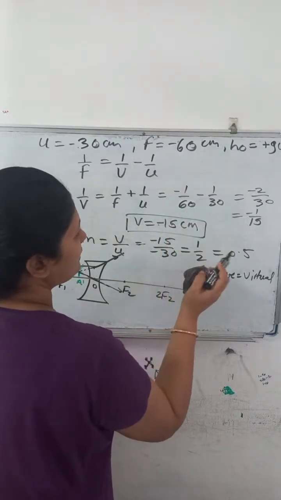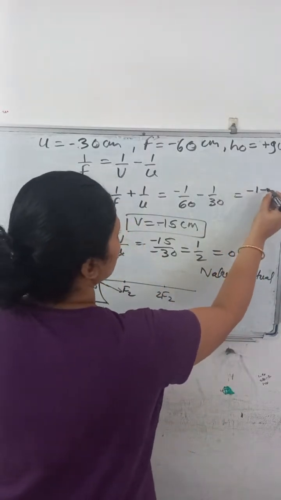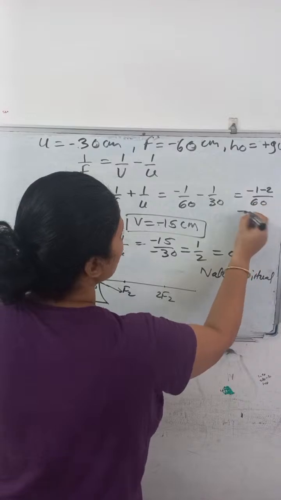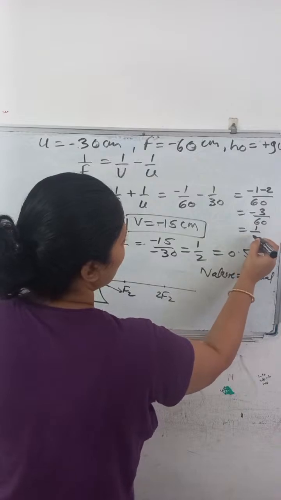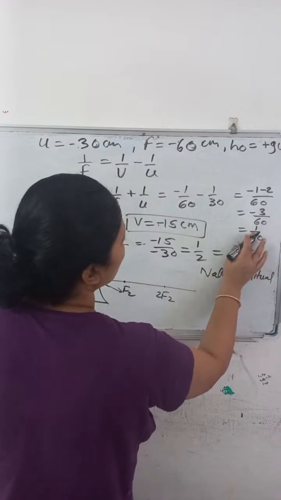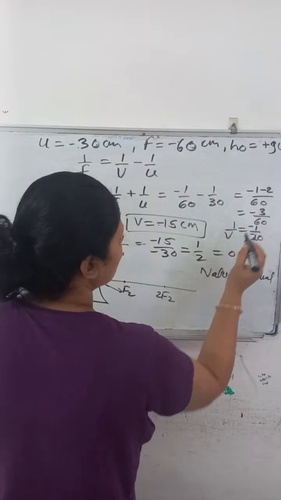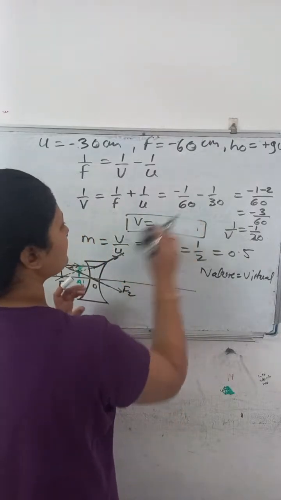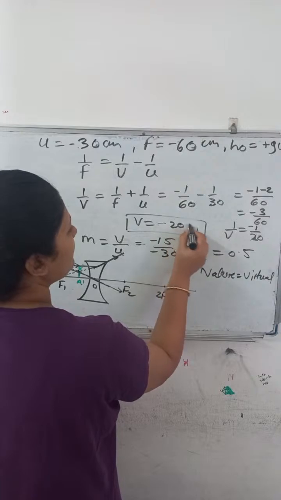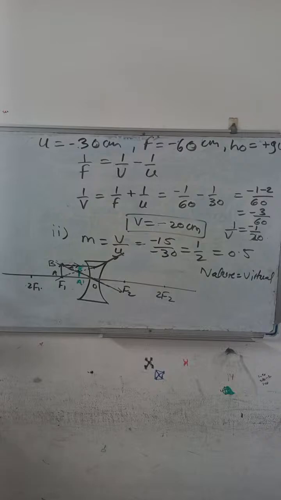This is minus 30. So take an LCM here. So you will get minus 1 minus 2 upon 60. So minus 3 by 60, that is nothing but 1 by 20. This is nothing but 1 by v with minus sign, and v is nothing but minus 20 centimeter. Okay. So this is your v. v again we got minus 20 centimeter.